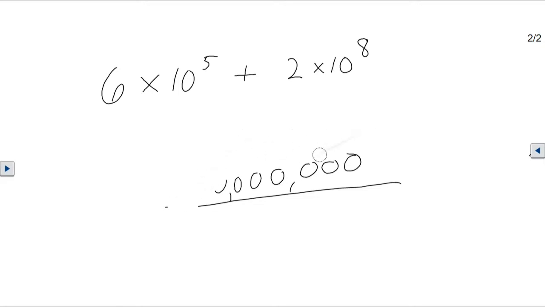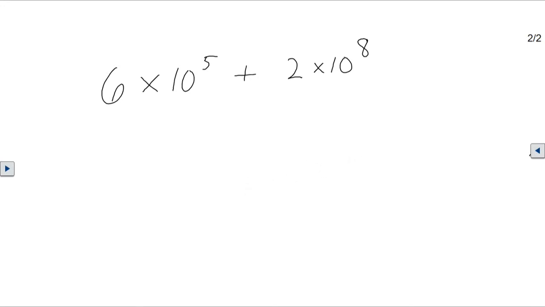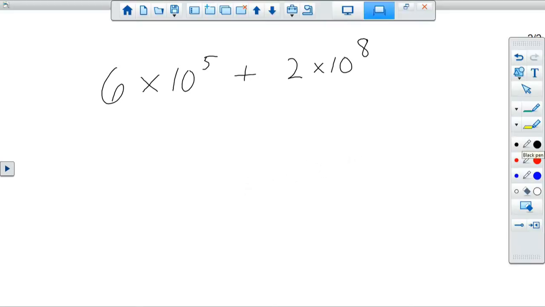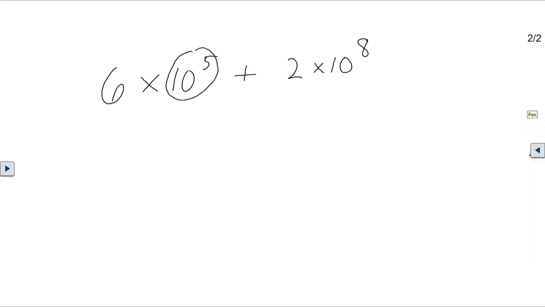So let's talk through how we would deal with this. Again, I'm going to use addition, but if it's subtraction, the same rules apply. We would just subtract rather than add. What we want to do is get that power of 10 to be the same. I'm going to show you 2 ways. Let's start with converting 10 to the 5th and making it 10 to the 8th. Well, let's think, what do I do with 10 to the 5th to get 10 to the 8th? I've got to multiply by 10 to the 3rd power, and then we add 5 and 3 to make 8.